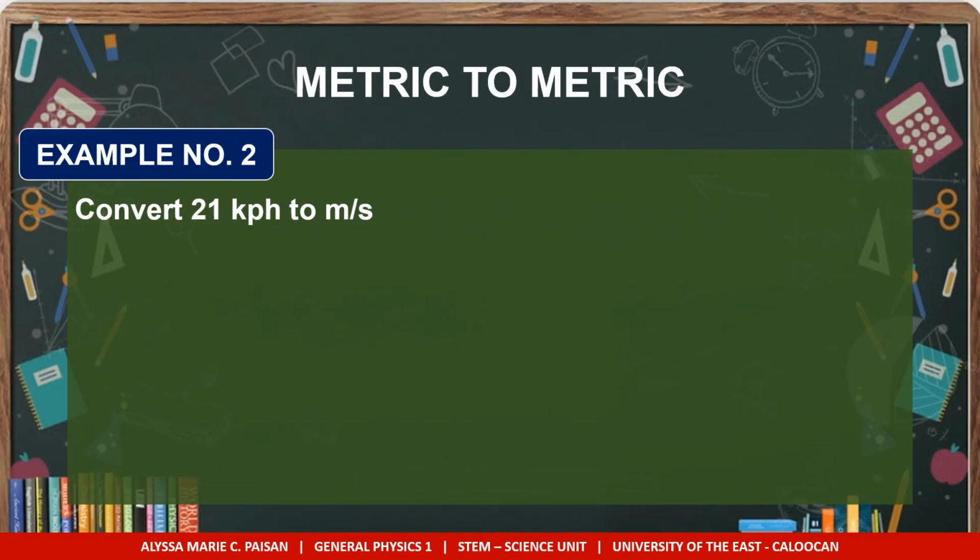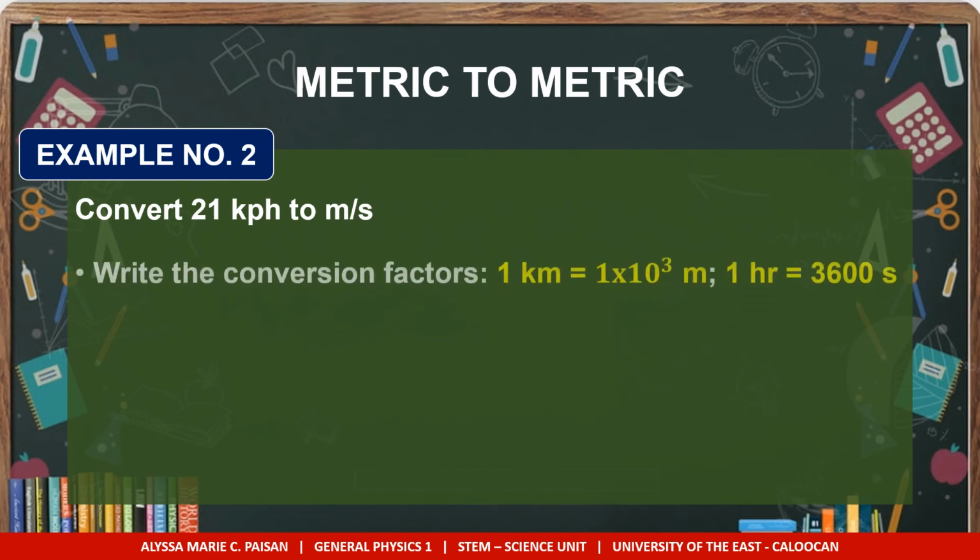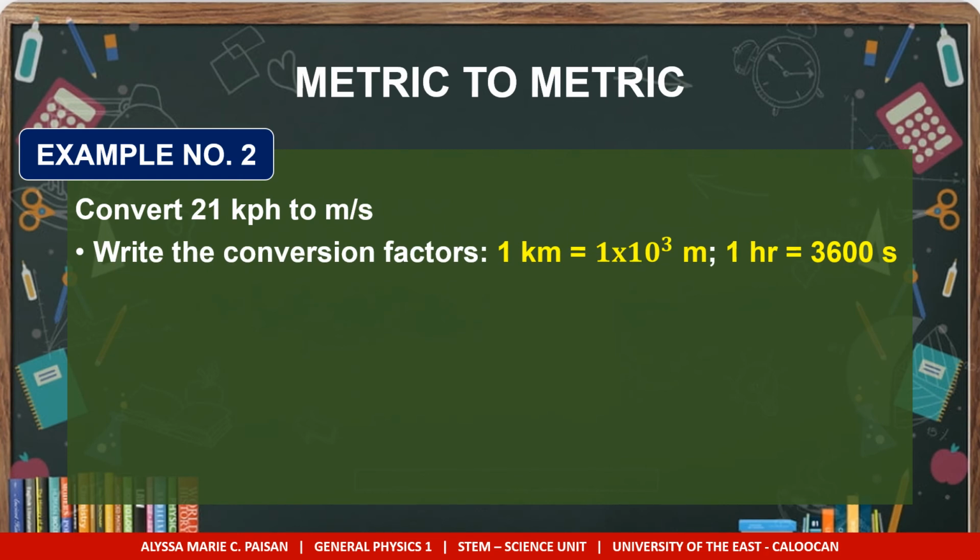Next, let's have example number 2. Convert 21 kph, or kilometer per hour, to meter per second. We have conversion factors. 1 kilometer is equal to 1 times 10 raised to 3 meters, and 1 hour is equal to 3,600 seconds. Notice that for distance, we will convert from kilometer to meter, which means that we will follow rule number 1. This means that we will only have one conversion factor for distance.